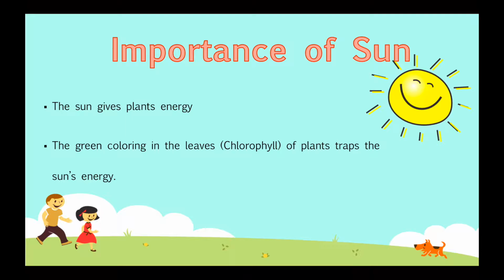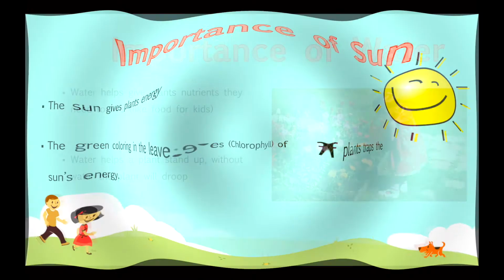We are going to start off the lesson by talking about the importance of the sun. First off, the green coloring in the leaves is called chlorophyll. The chlorophyll takes the sunlight from the sun and turns it into energy for the plant. But if the plant gets too much sun, the plant could get dried out, and if the plant doesn't get enough sun, the plant could stop growing and eventually die.